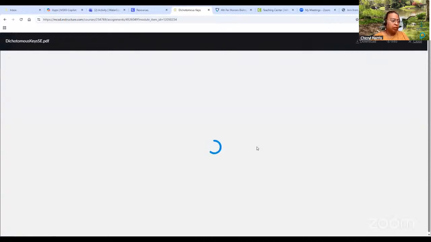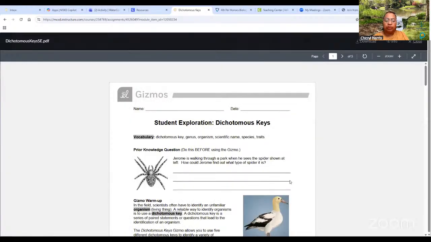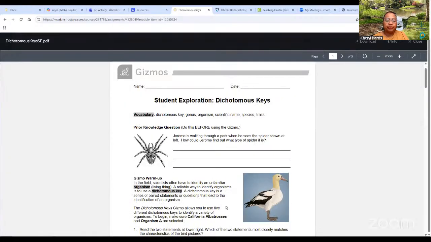First part is practice. So now you've had some introduction to what a dichotomous key is. So you see, we're going to look at some birds. So download this worksheet and then go to Explore Learning.